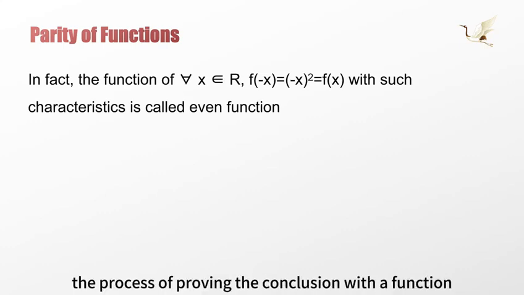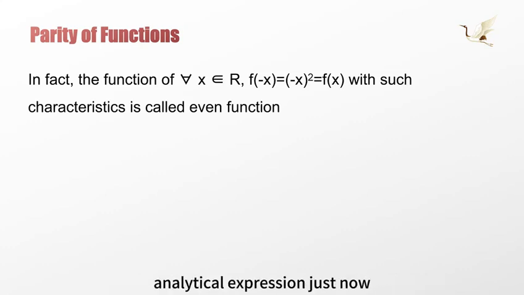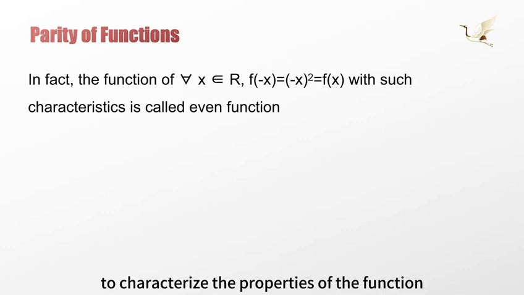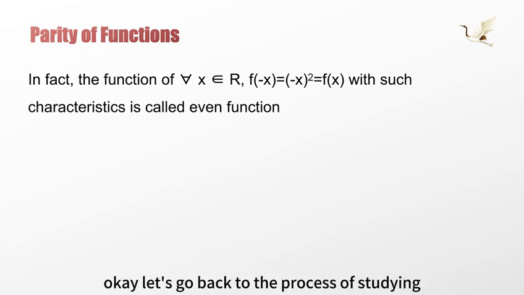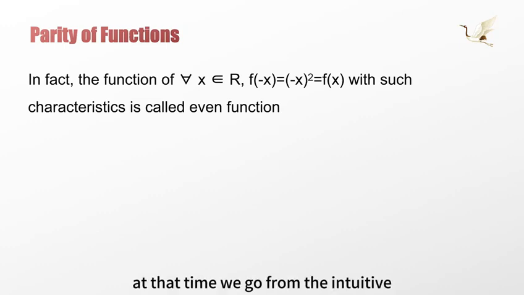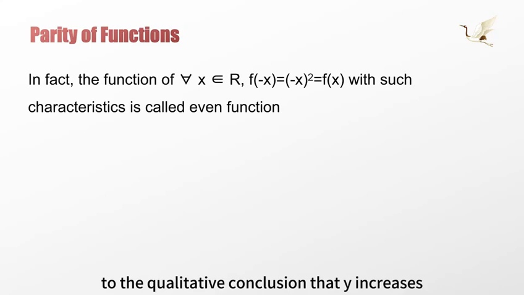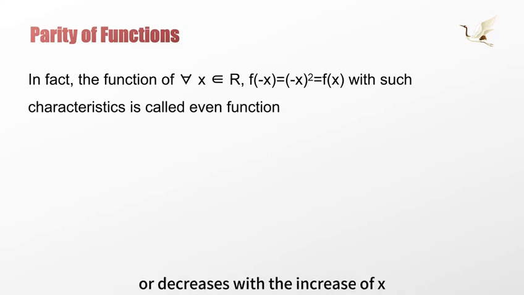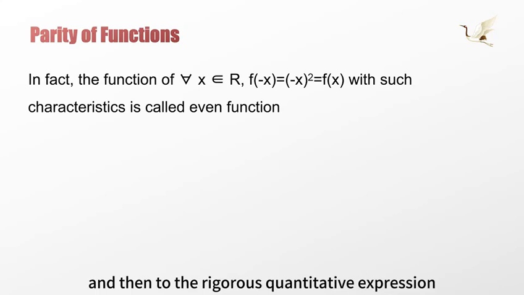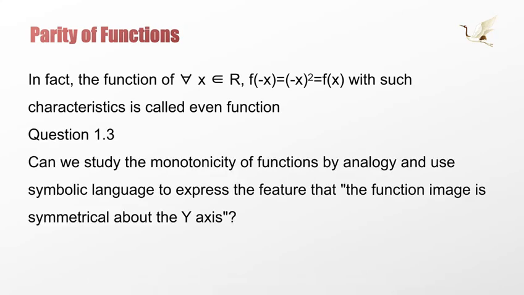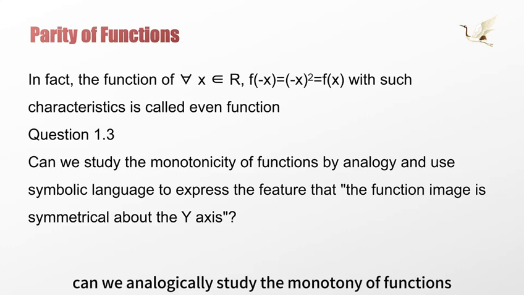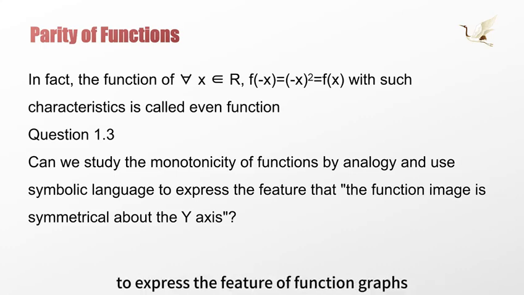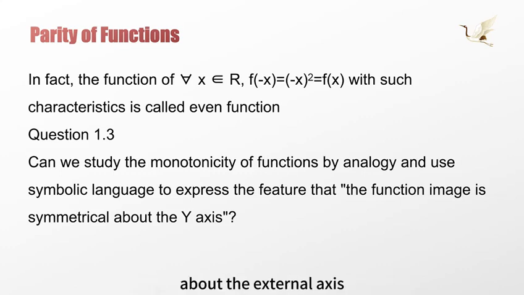The process of proving the conclusion with a function analytical expression just now is essentially using symbolic language to characterize the properties of the function. Okay, let's go back to the process of studying the monotonicity of functions at that time. We went from the intuitive rise and fall of the function graph to the qualitative conclusion that y increases or decreases with the increase of x, and then to the rigorous quantitative expression. So, may I ask everyone, can we analogically study the monotonicity of functions and use symbolic language to express the feature of function graphs being symmetric about the y-axis?